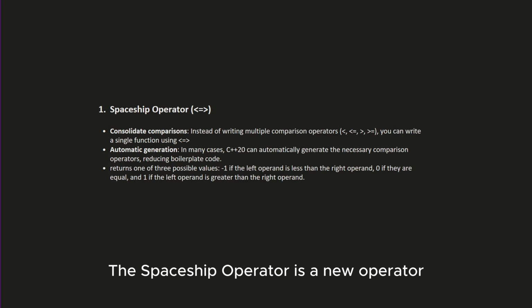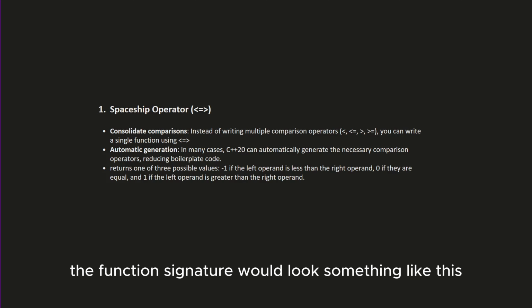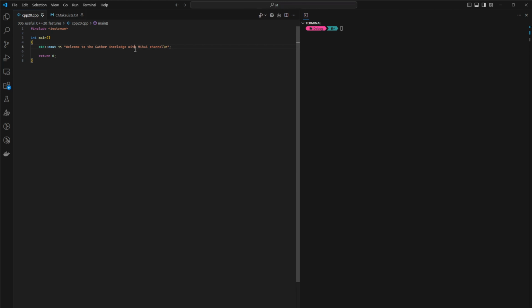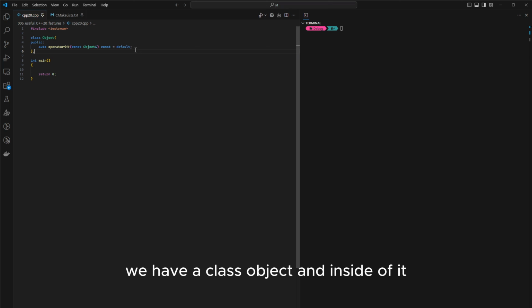The spaceship operator is a new operator introduced in C++20 that offers an easier alternative to provide the class with all comparison operators at once instead of writing 6 functions. The function signature would look something like this. We have a class object and inside of it we declare the operator function.